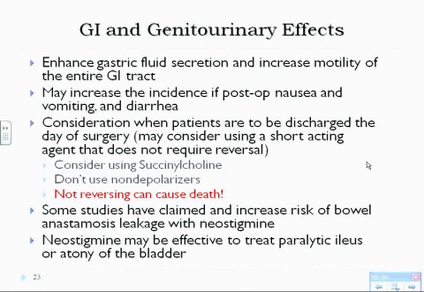And some of the studies are starting to show that there's increased risk of problems. Some of the recent studies have also shown that you get an increase in anastomotic leak with neostigmine.